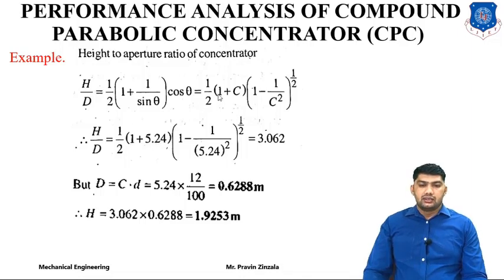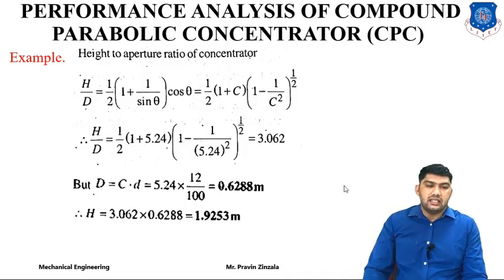So here C is equal to 5.24, which we calculated, and inserting the value we get capital H divided by capital D is equal to 3.062. So D is equal to C into d. So we can calculate capital D is equal to 0.6288 meter. So capital H is equal to 3.62 into D, where D is the value we calculated, 0.6288. So capital H is equal to 1.9253 meter. So we can calculate the aperture width and height of collector.